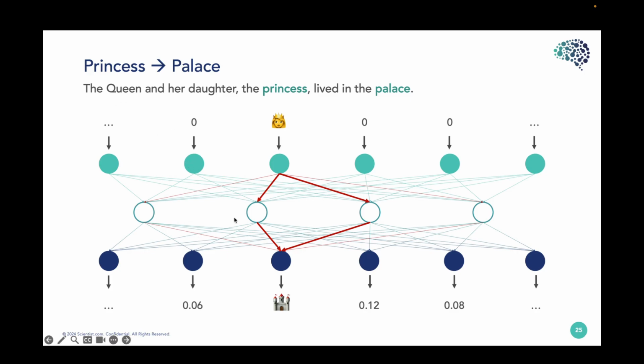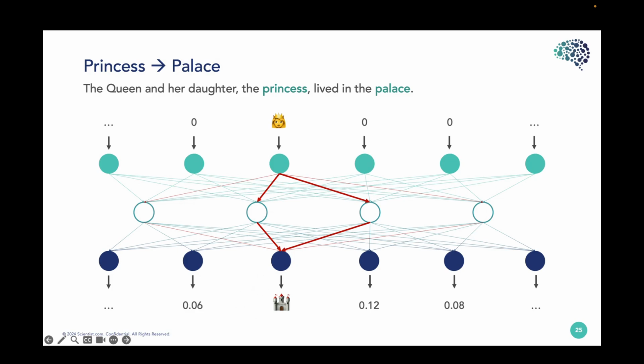So I'm going to take you through a couple of individual pairs of words. What we're looking at here is princess and palace. Just those two words. It comes from this sentence: the queen and her daughter, the princess lived in the palace. We're feeding in princess and we're expecting palace out, which means all zeros until you get to the position for princess, which will be a 1, and then all zeros, and likewise for palace. So you'll feed that through.